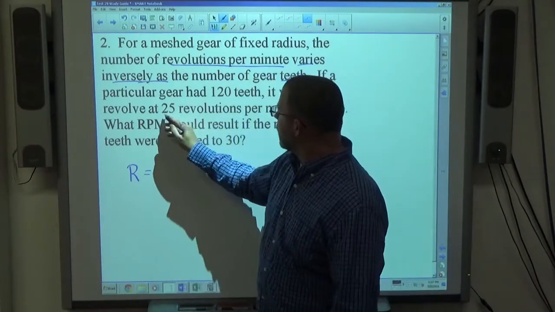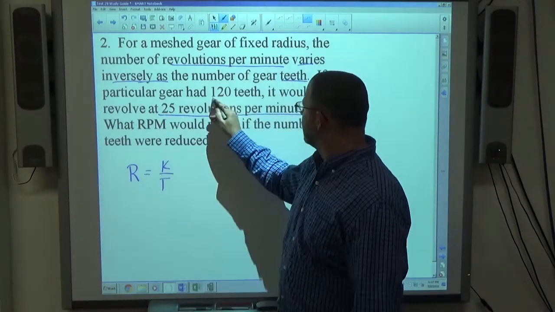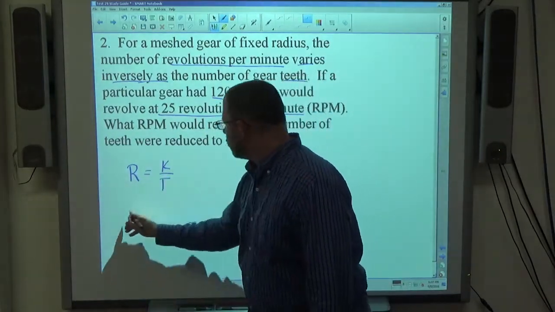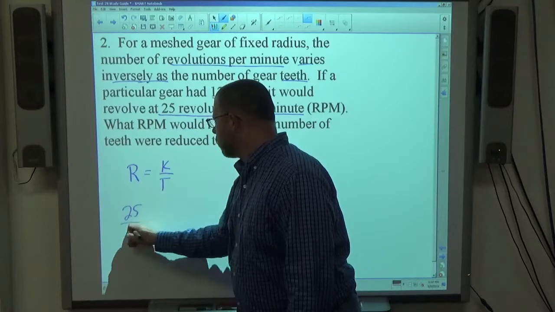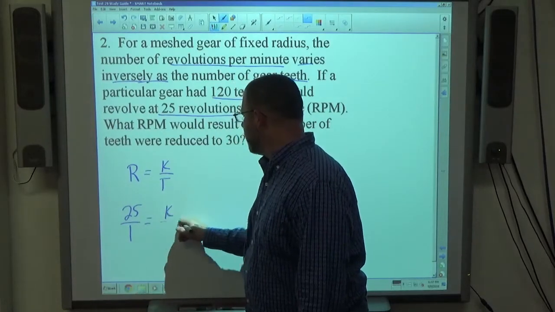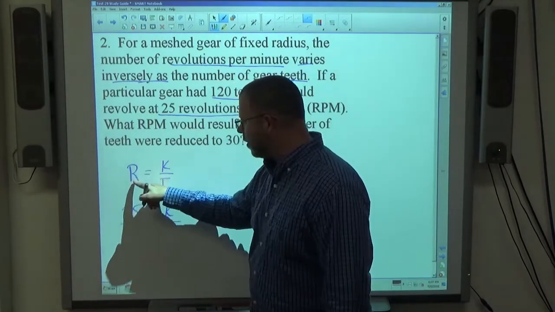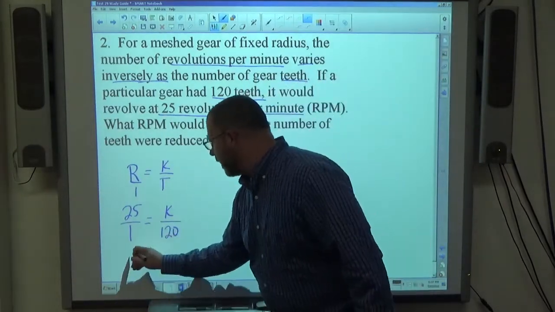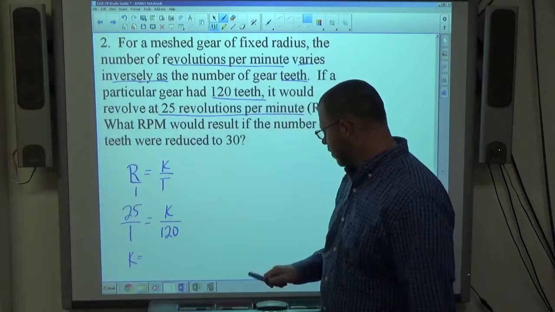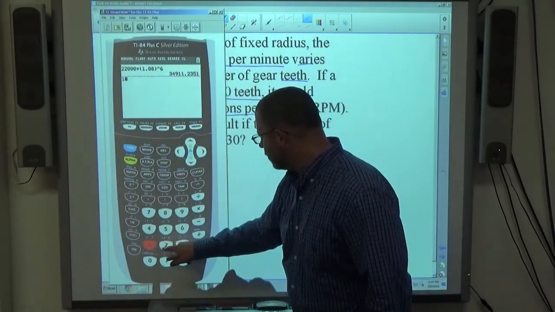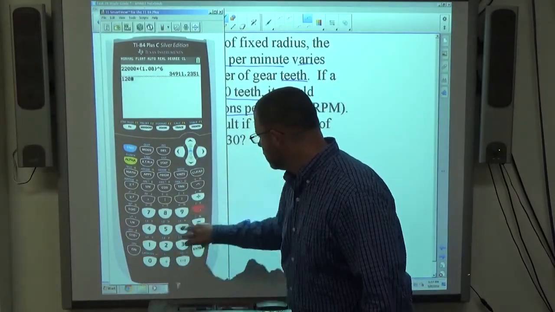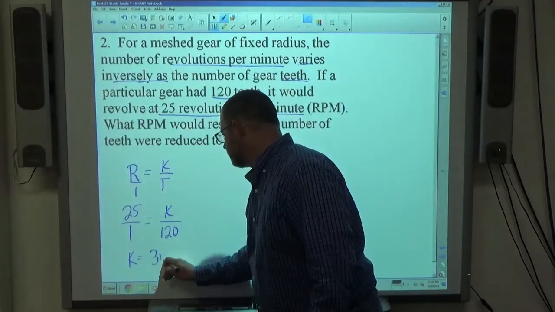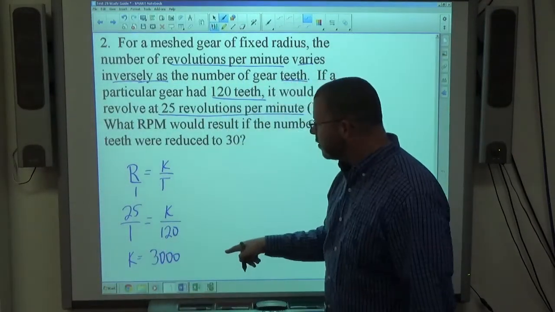So this is the revolutions per minute. This is the number of teeth. So this is R, this is T for this structure. So 25 over 1 is equal to K, we don't know yet, over 120. And I do recommend putting whatever this is over 1 just to create a proportion. If I cross multiply, K times 1 is K, and 25 times 120 is, I believe, 3,000. Yep, 3,000. So let's know what K is equal to.